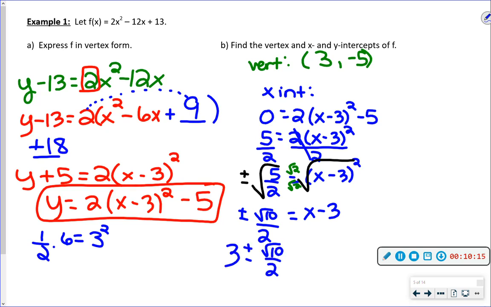Now, when I write my x-intercepts, remember, ordered pairs. So this is my answer for x. We put 0 in for y.